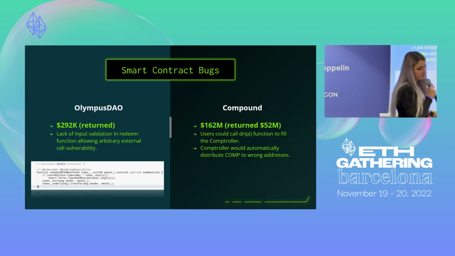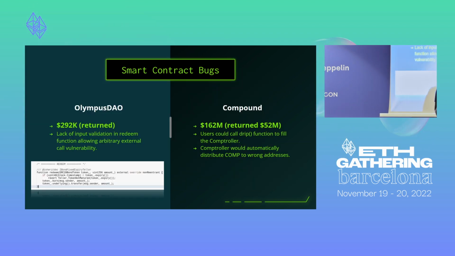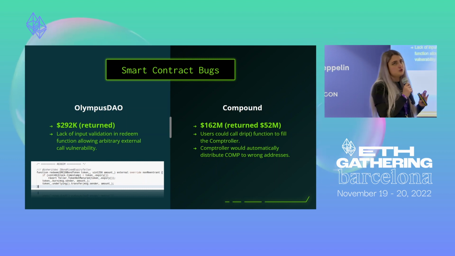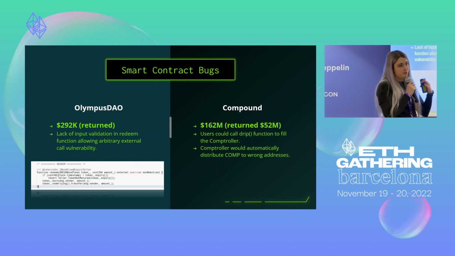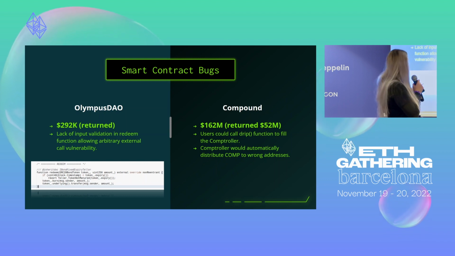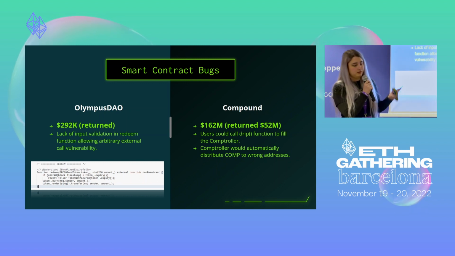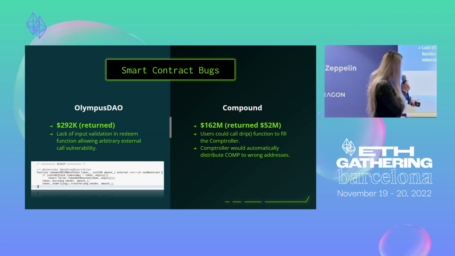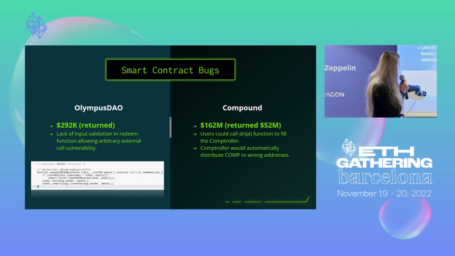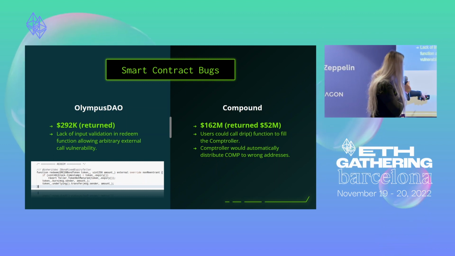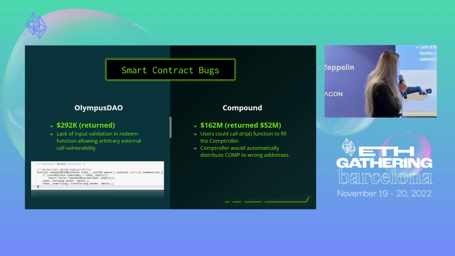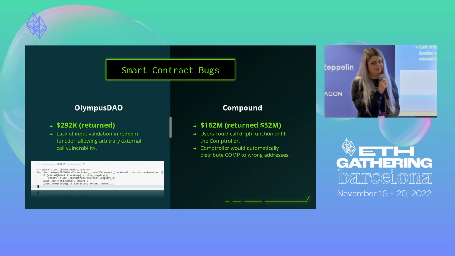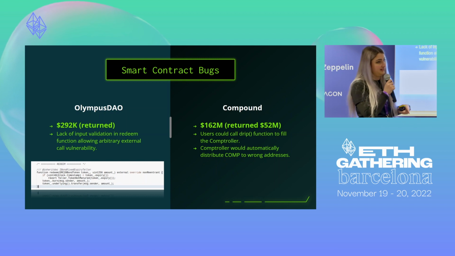Then we have another sample. For example, we have Olympus DAO, which had a loss of 2,092K, which was later returned, and had a vulnerability based on a lack of input verification. They didn't verify this address. So here it was burning in this address, but here it was actually the DAO token. So they can transfer tokens without burning.